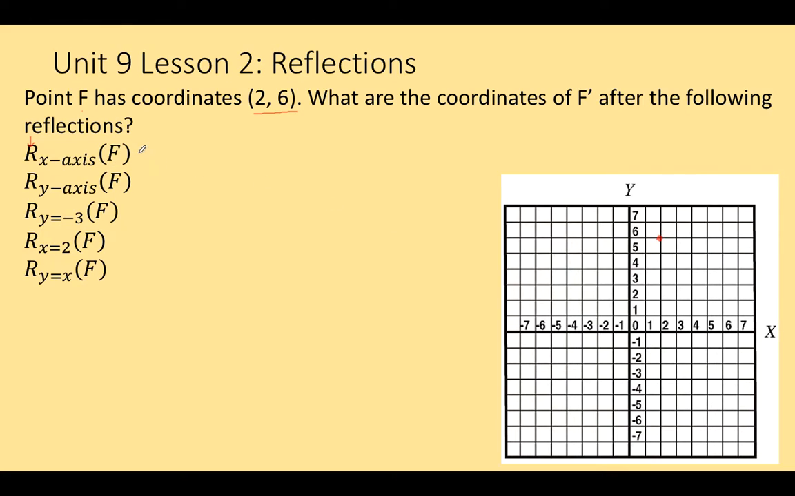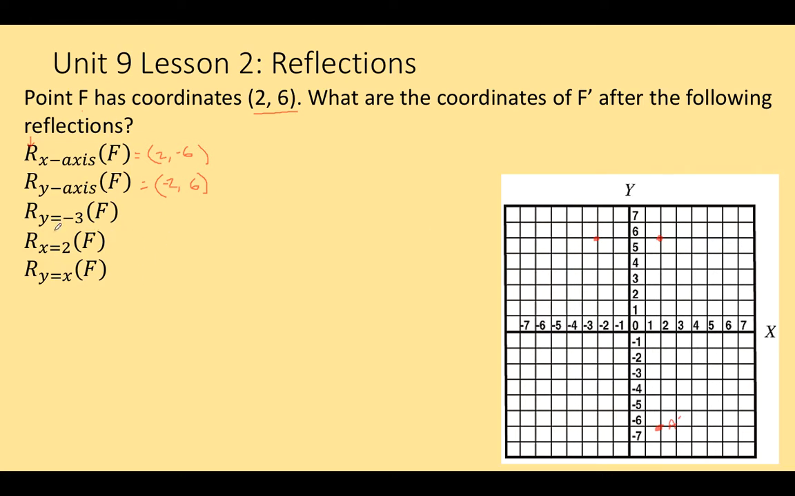All right, so if we reflect over the x-axis, remember we keep the numbers the same, but we go ahead and change the sign on the second one. So we have 2, -6, and you can see that right here would fit. All right, and then if we reflect over the y-axis, remember that the numbers, again, stay the same, 2, 6, but this time we're going to switch the sign on the first one. You can see that fits pretty well right there.